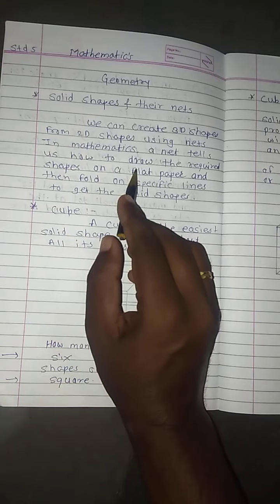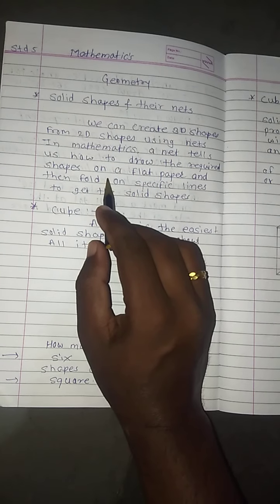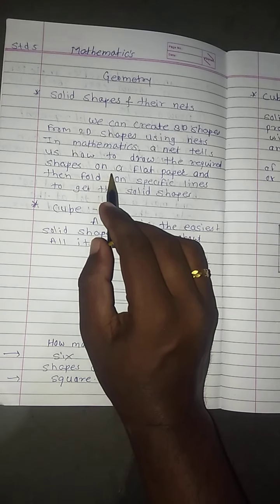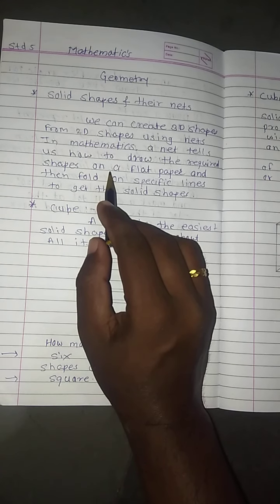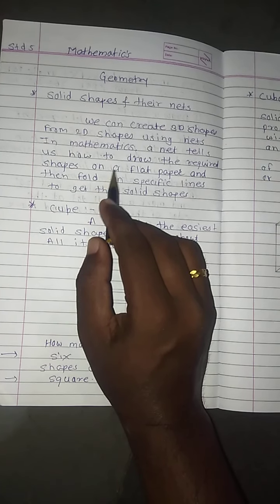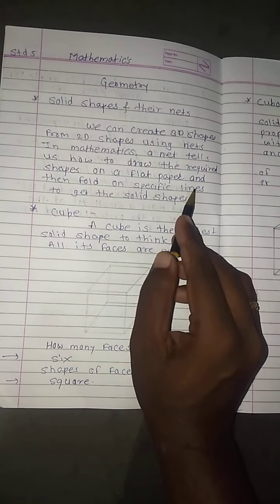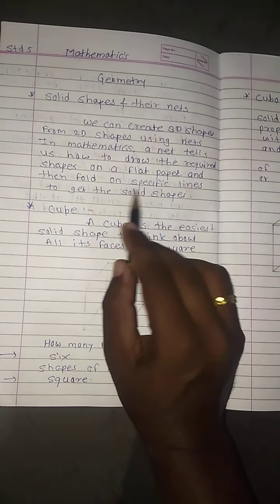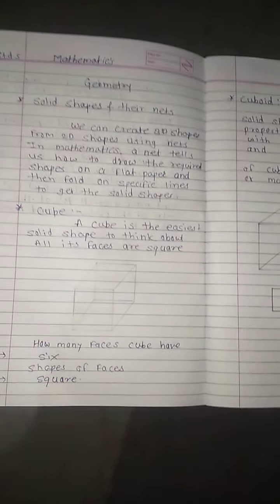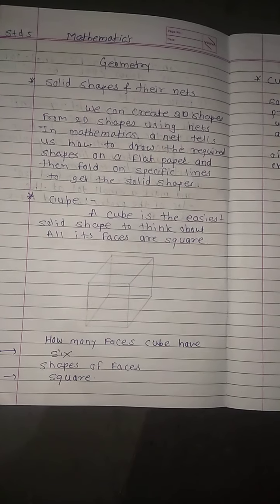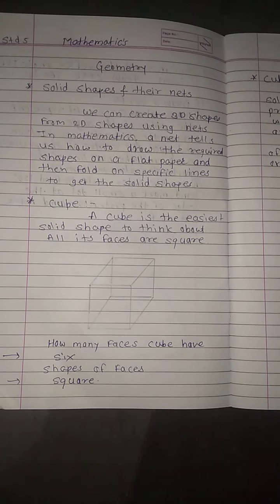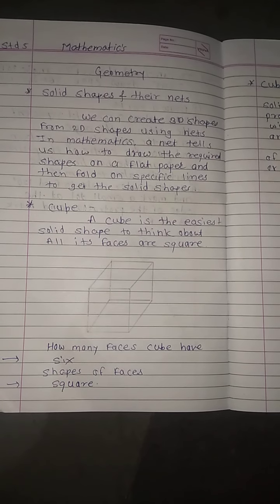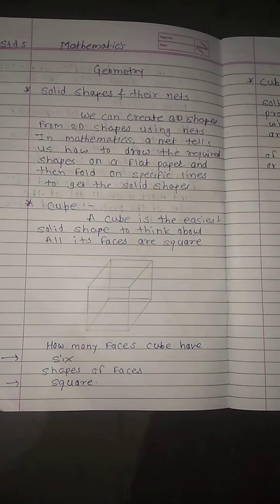In mathematics, a net tells us how to draw a required shape. You can understand how we can create a 3D shape by using a flat paper and then folding it along specific lines. We take a flat paper and fold it along the specific lines, and we get the required 3D shape.